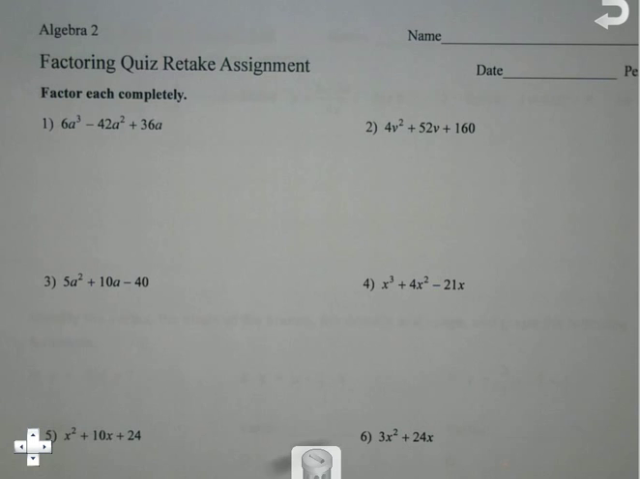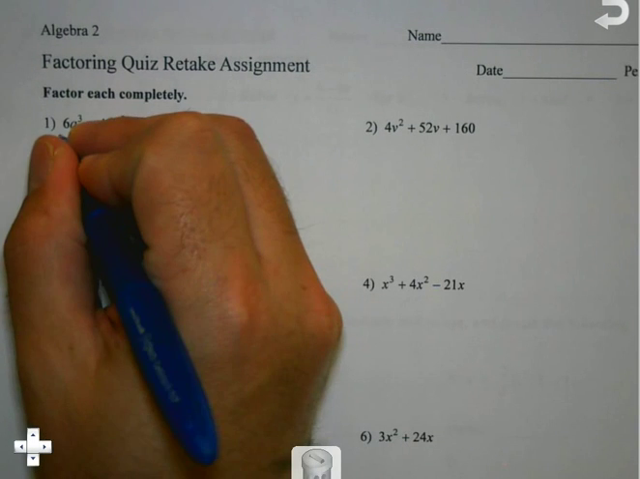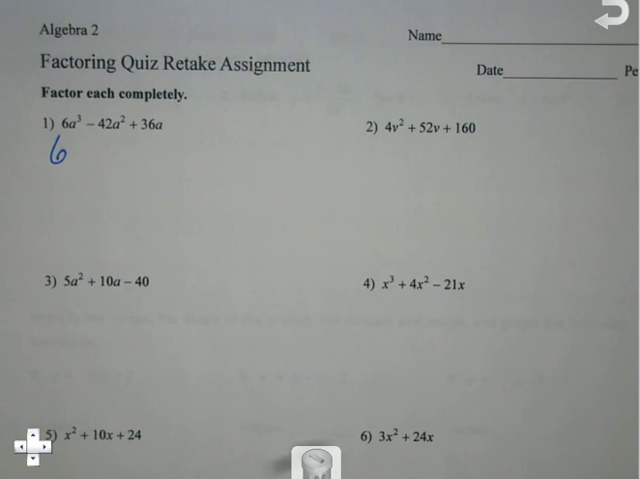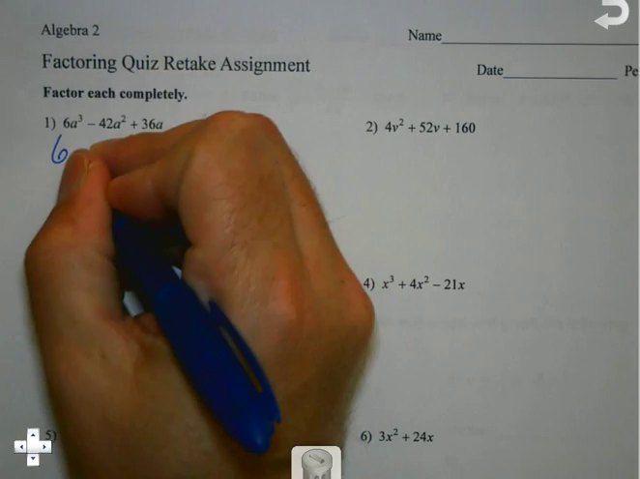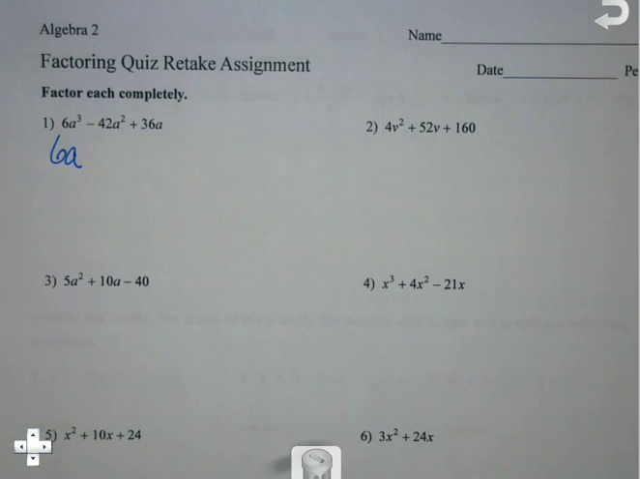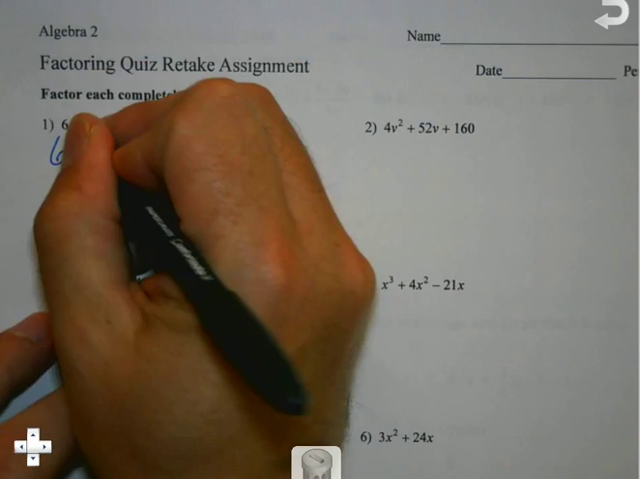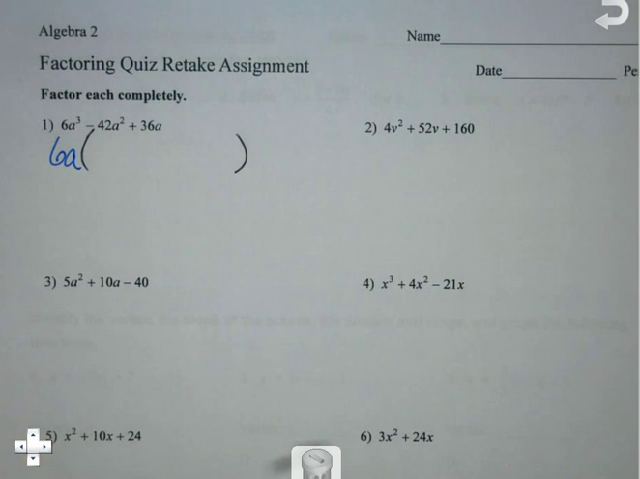I look at all those. They're all divisible by 6, and if I'm not sure, use the calculator. Do they all have anything else in common? They all have an A. Okay, I have to get those out of there before I start. Once I do, here comes my next job.